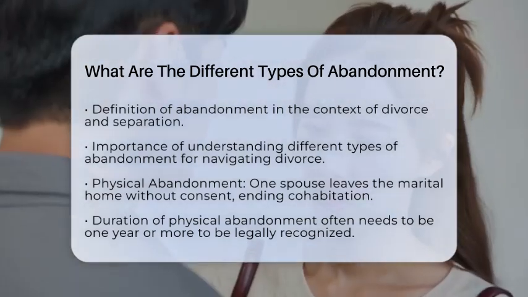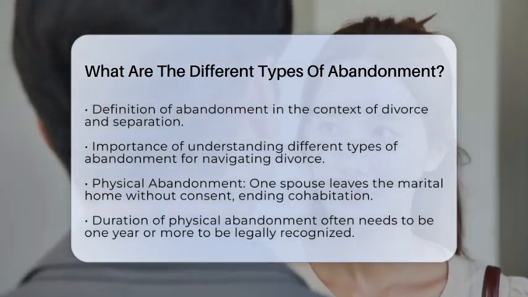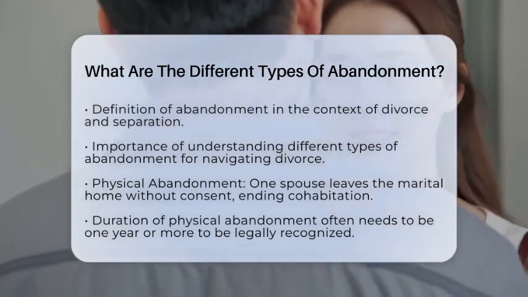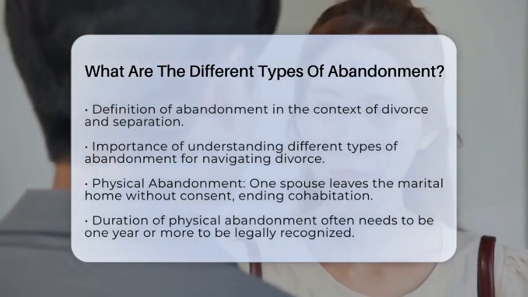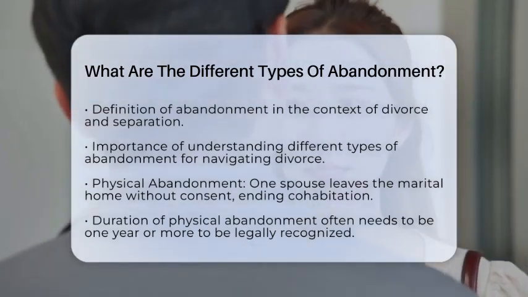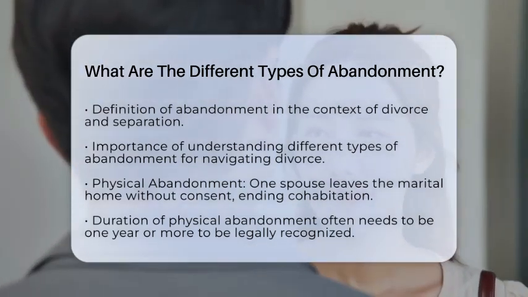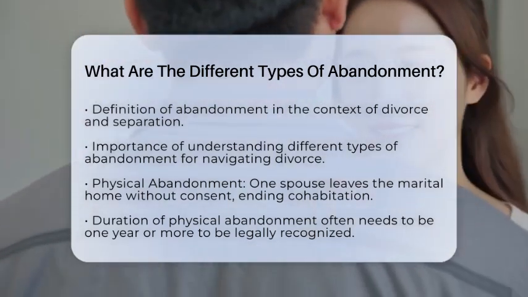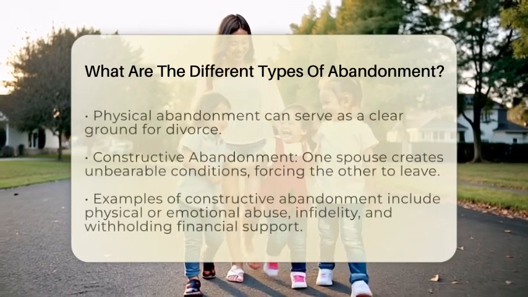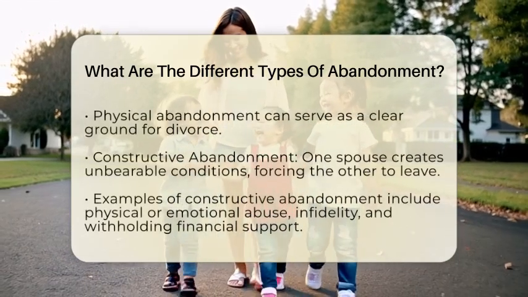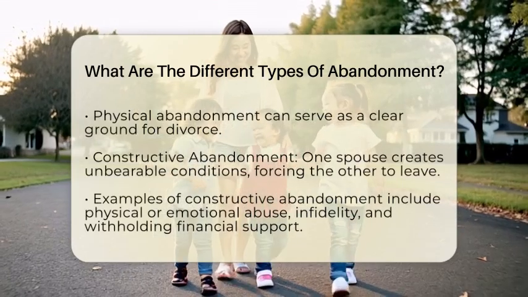First, let's talk about physical abandonment. This occurs when one spouse leaves the marital home without the other spouse's consent. The leaving spouse intentionally ends cohabitation, and this separation usually needs to last for a legally defined period, often 1 year or more. This type of abandonment can be a clear ground for divorce.